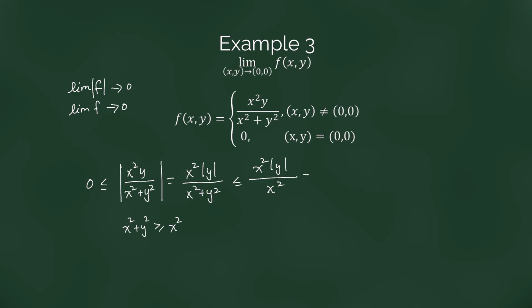Well, this expression is just the absolute value of y, because the x squareds cancel as long as we're not at 0, 0, which we're not when we're taking our limit, right? We're near 0, 0, but we're not at it. So what we have now is this string of inequalities. We've trapped our original expression between 0 and the absolute value of y.